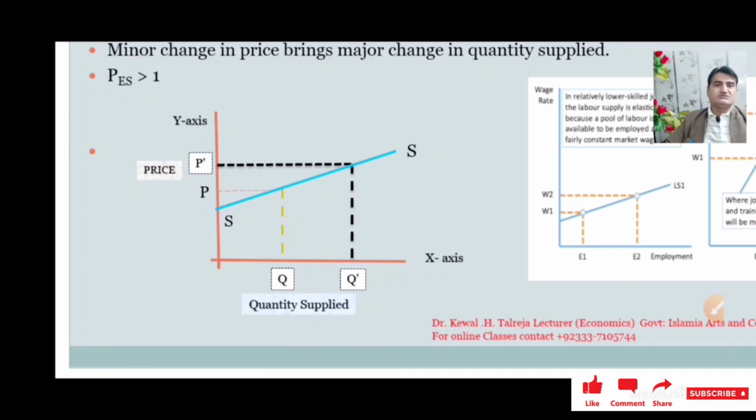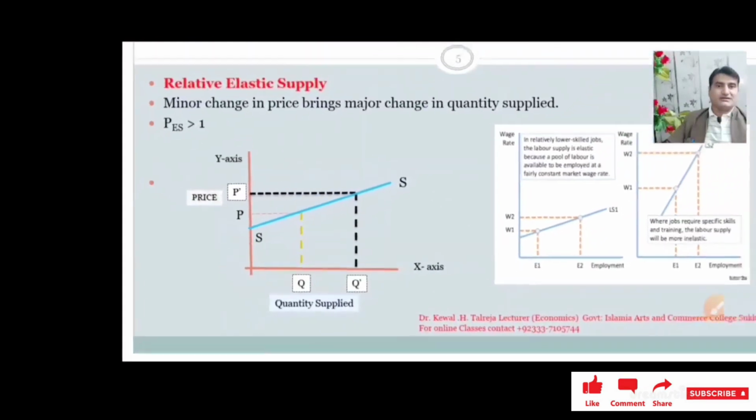So the proportional change in quantity supplied is greater than the proportional change in price. The gap between OP and OP dash is minor, whereas the gap between OQ and OQ dash is major. It means a minor change in price brings a major change in quantity supplied. So the price elasticity of supply is greater than 1.